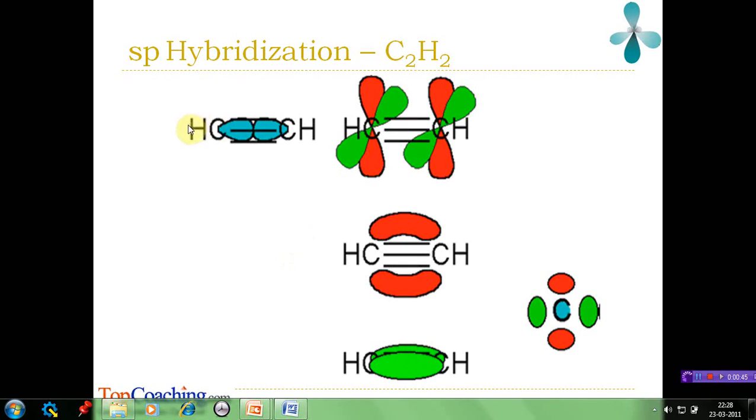So now we can say that this acetylene molecule will have one sigma bond between hydrogen and carbon, one sigma bond between this carbon and carbon, and the third sigma bond between this carbon and this hydrogen atom. And there will be two pi bonds, both between this carbon and this carbon.